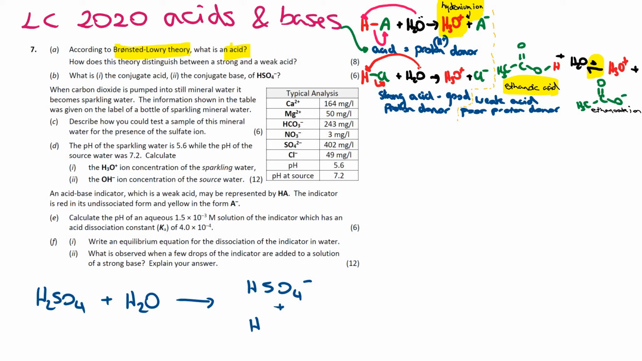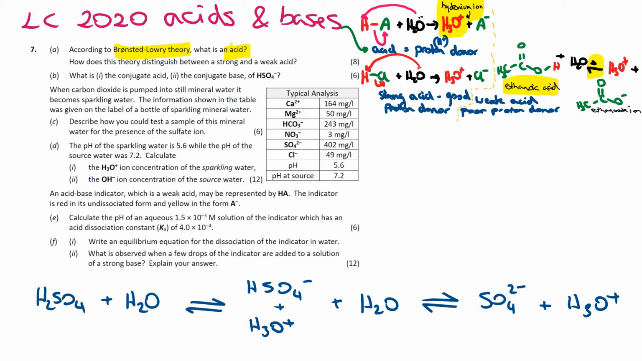HSO4- plus H3O+. Now, what can happen a second time with this acid is water can abstract another proton and you form SO4 2-, the sulfate ion, plus H3O+. I'm just going to change the arrows here to equilibrium ones for now. For more on that, see the equilibrium section on the website.